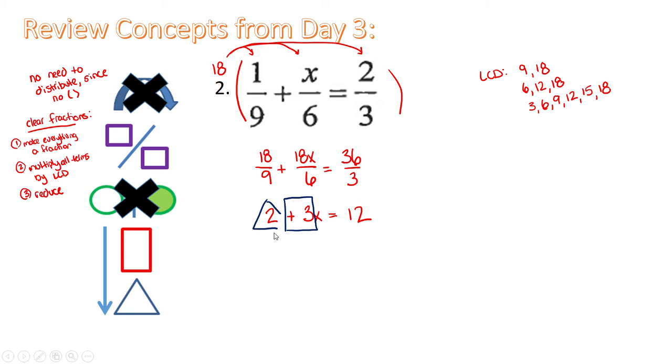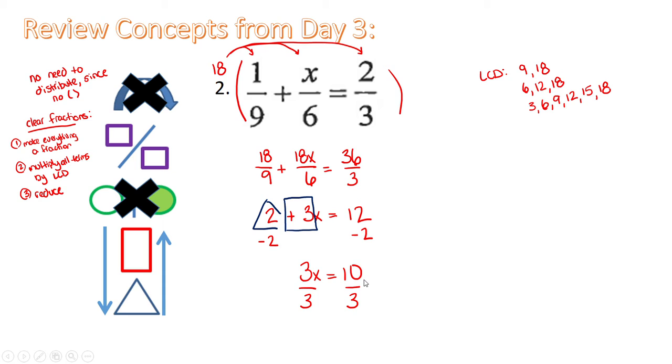Now next, we always get rid of our triangle. So right now, this is kind of tricky to see, but this is a positive 2. So the opposite of the triangle is negative 2. So we need to do negative 2 on the other side. Never ever put it underneath your rectangle because we're trying to solve for x. So that means we're going to have 3x equals 10. Now, to get rid of our rectangle, we divide. So we divide by 3.